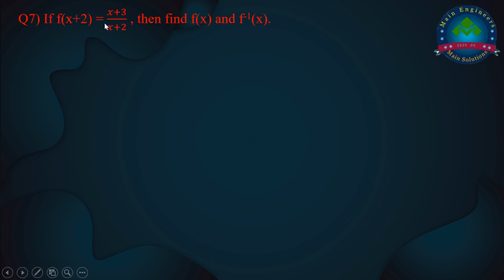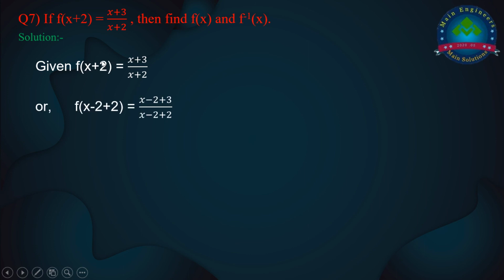So here question 7. If f of x plus 2 is equal to x plus 3 by x plus 2, then find f(x) and f inverse x. So let's solve the question. Here the given function is f(x plus 2) is equal to x plus 3 by x plus 2. So if we subtract 2 from this term, then it becomes f(x). So what are we going to do?